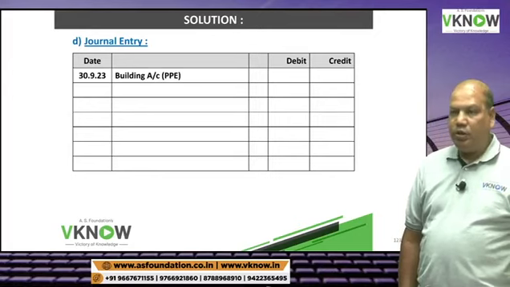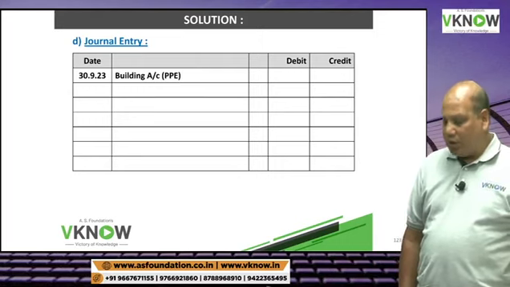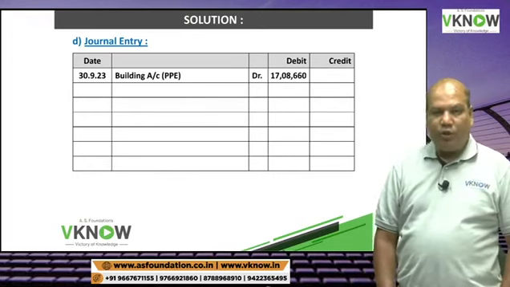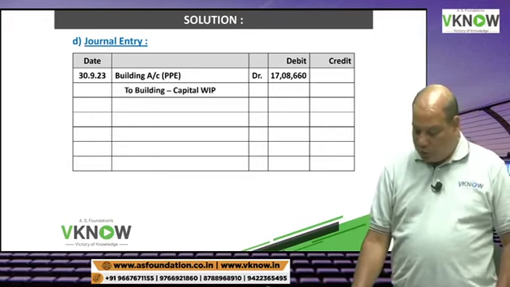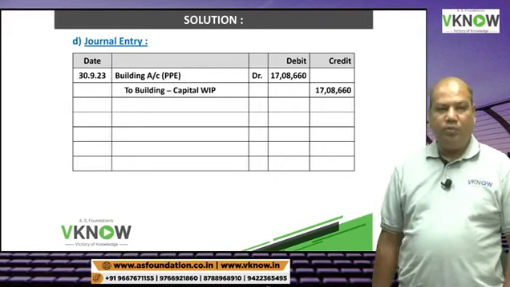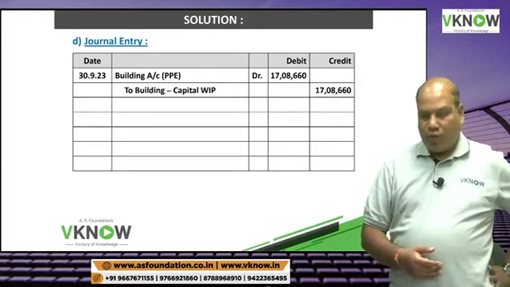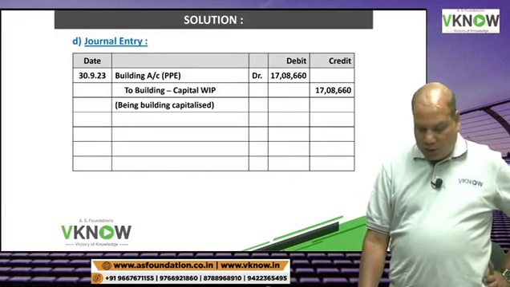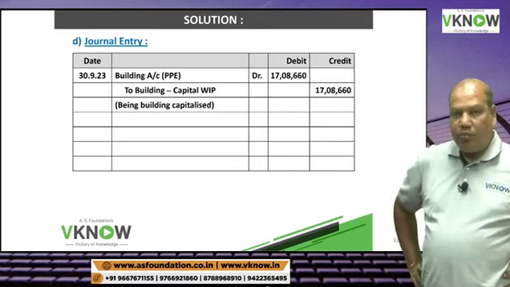Date, particulars, debit, credit. So today, 30th September 23, the building has been completed. We will write building account debit, as per your calculation, 17 lakh 8,660 to building capital WIP. From capital WIP, we are shifting it to PPE now, and it is ready for depreciation also. So that is 17 lakh 8,660. You will say being building capitalized.